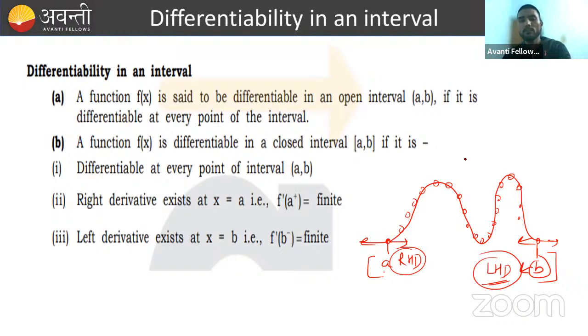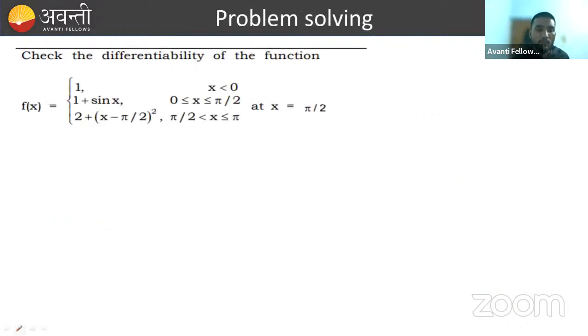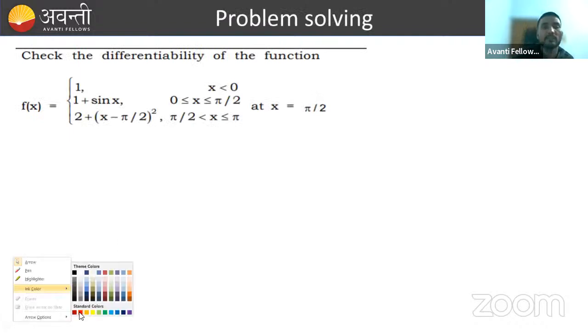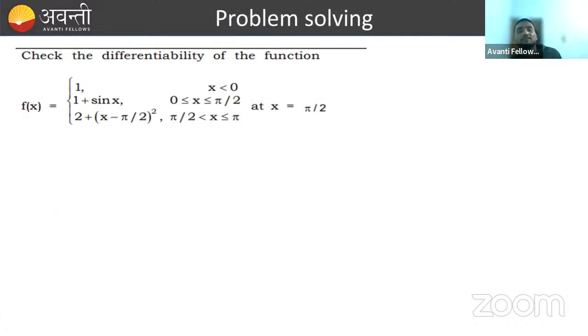Okay, so one problem we will see. Then we can easily understand. So this one: check the differentiability of the function at x equals pi by 2. At the point pi by 2, what do we need to do? So I will tell you the formula.